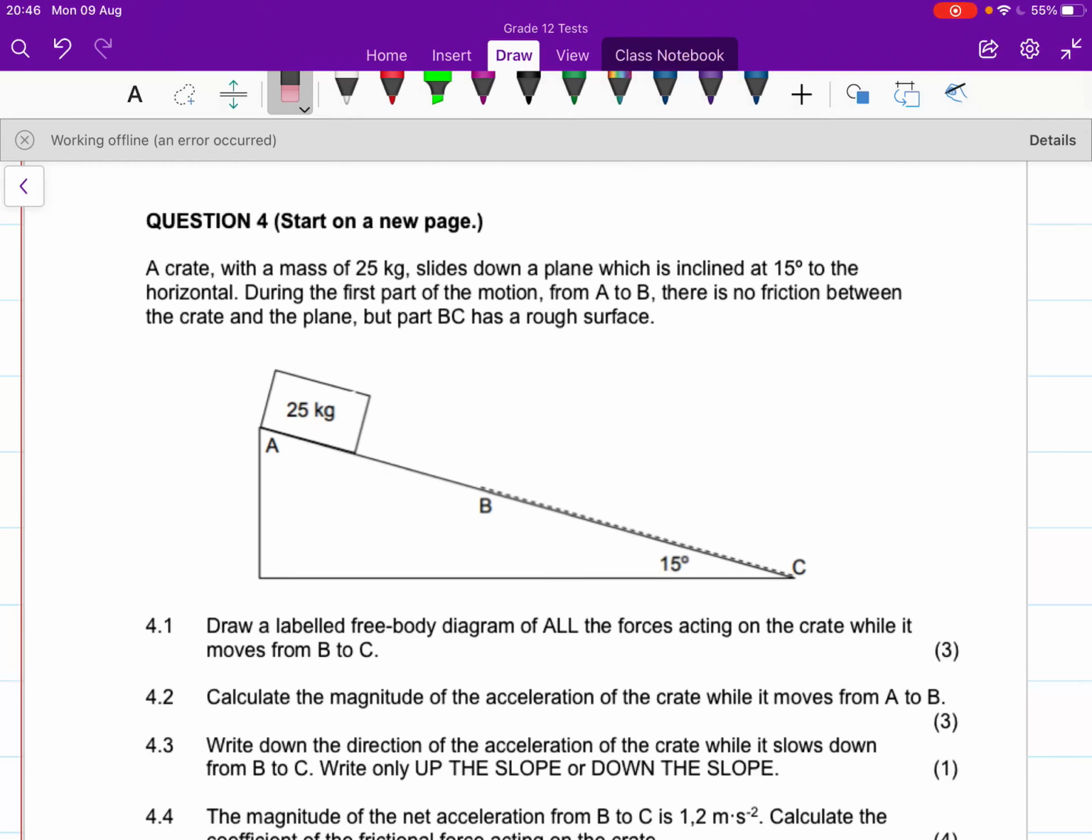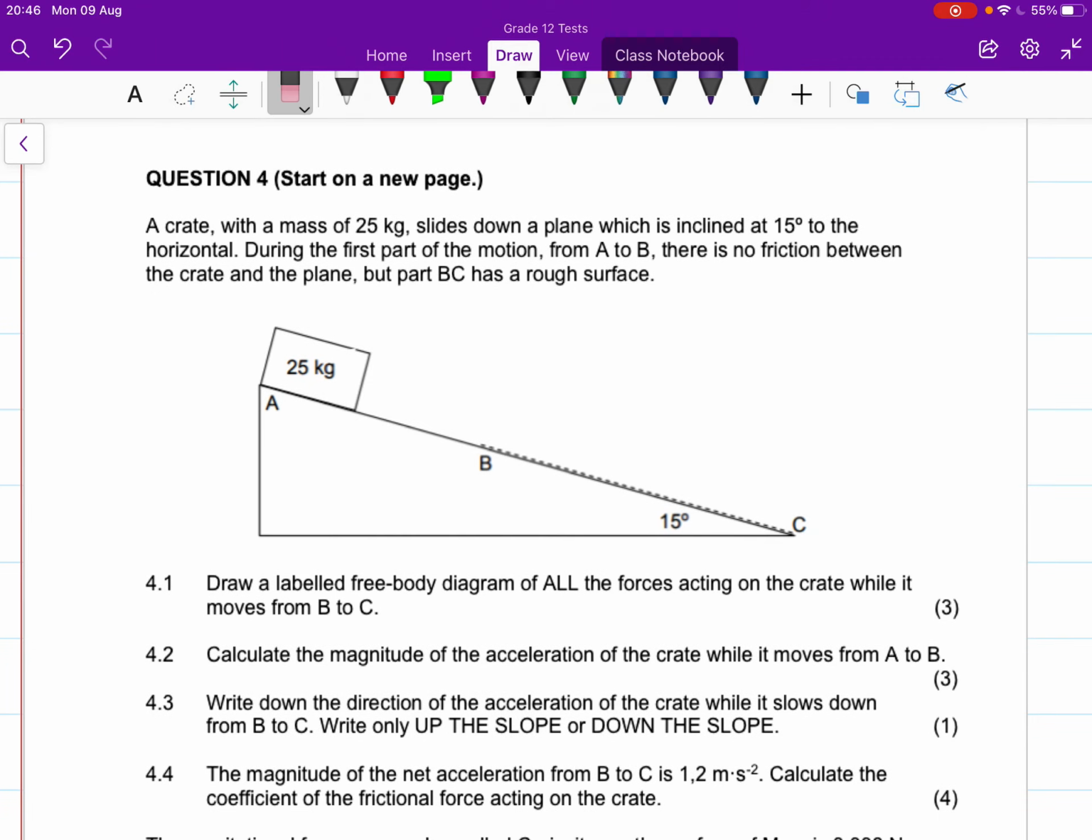Right, question 4 of the term 2 control test. This was the Newton's second law question, which was a bit of an issue because it's grade 11 work. So, they tell you that a crate with a mass of 25 kilograms slides down a plane which is inclined at 15 degrees to the horizontal.